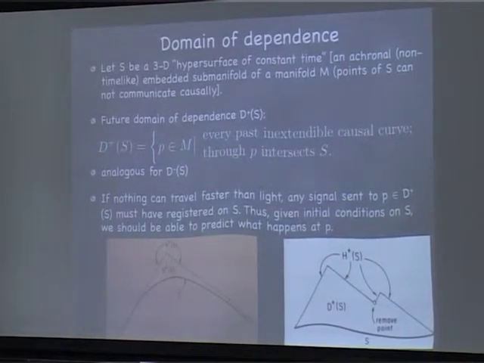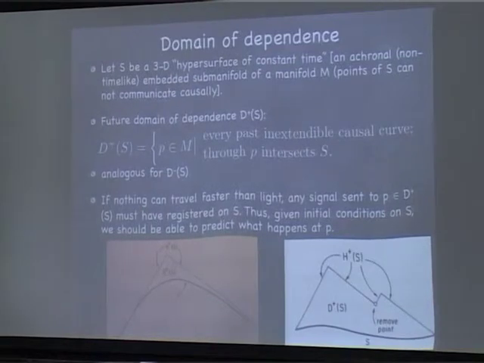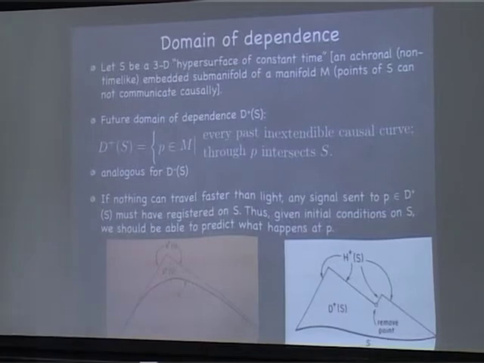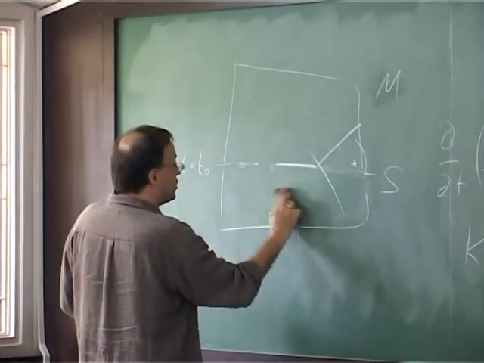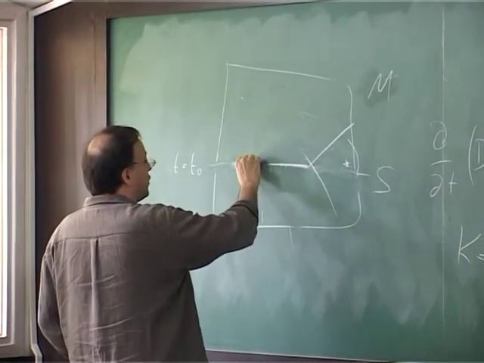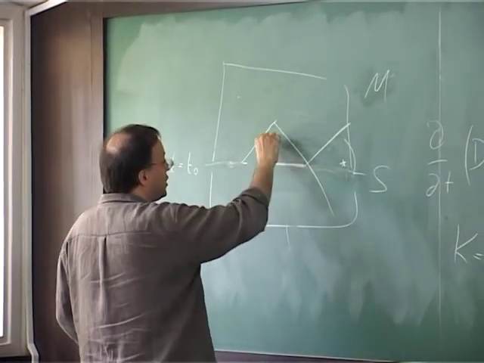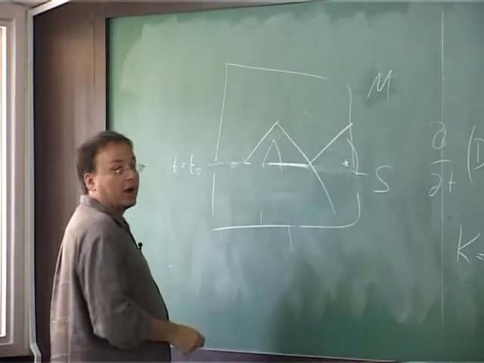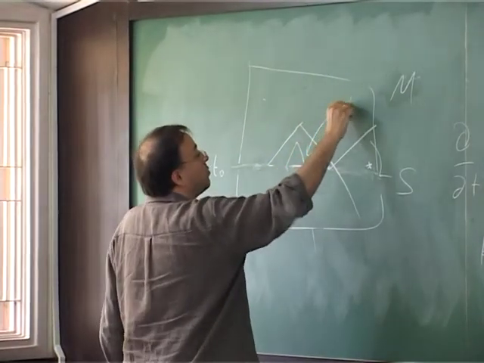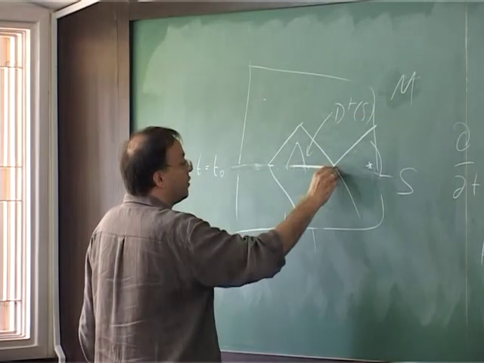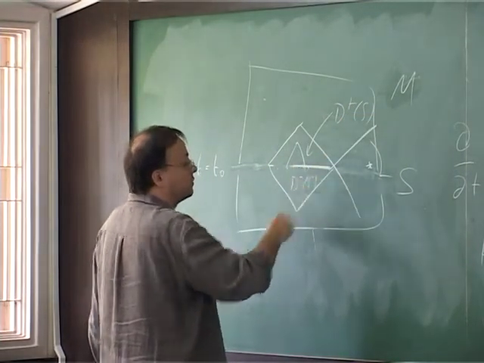Okay? Now, which are the points which, using this definition, make up our domain of dependence? Well, of course, exactly the ones in this kind of light cone here. Each point here has this kind of parked light cone. It fits. And so this here is, therefore, D plus of S. And then here we have D minus of S.